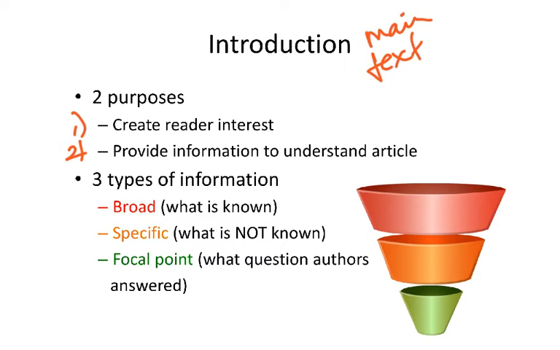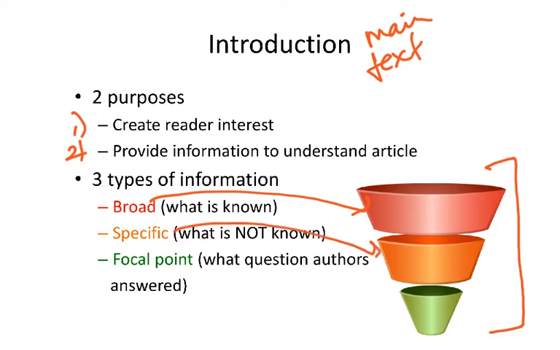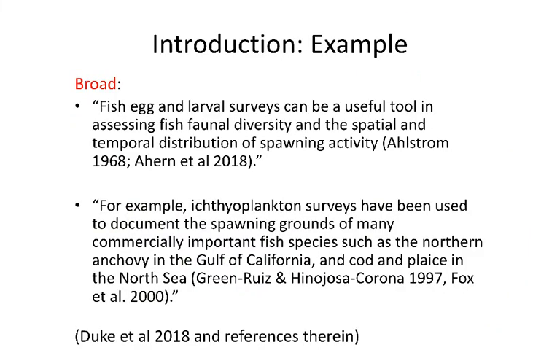So we're using this little funnel analogy here, where first you start with broadly the information that is known, and then you switch to specific things, so what is not known, and then you get really narrow and you talk about specifically what question the authors are trying to answer in that particular study. Okay, so we'll go broad, specific, and then focal point, and we'll talk about some examples of that in published papers. So this is still from Duke et al.